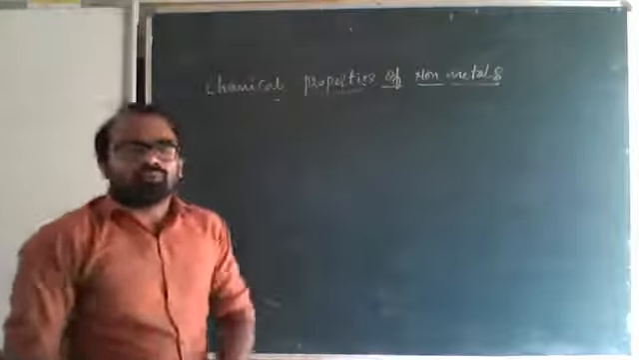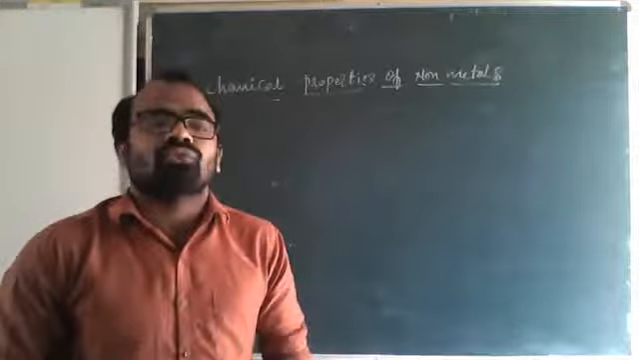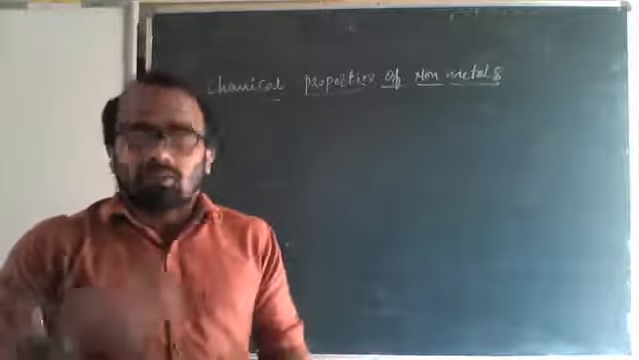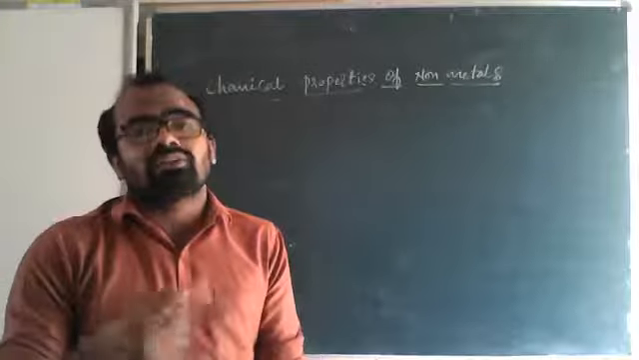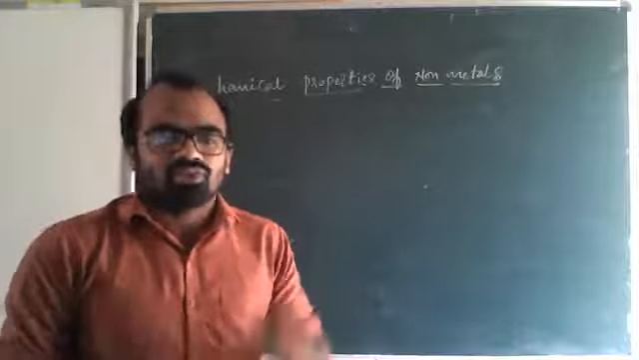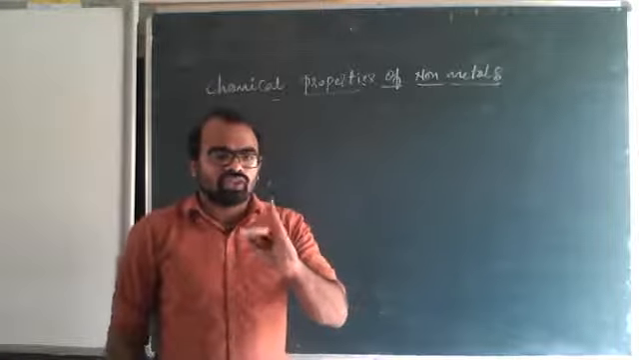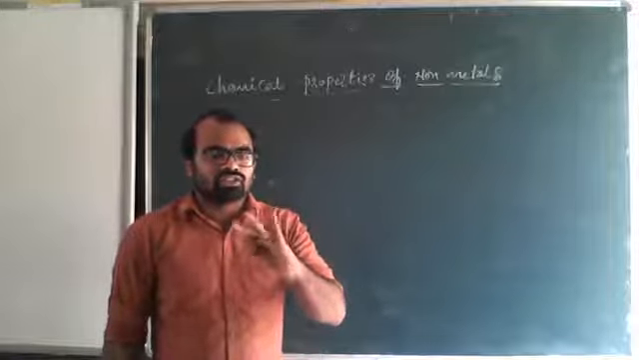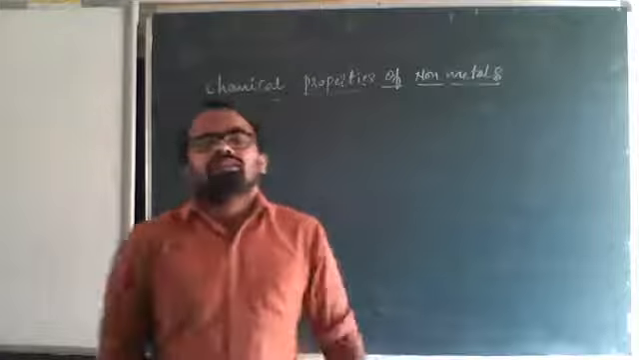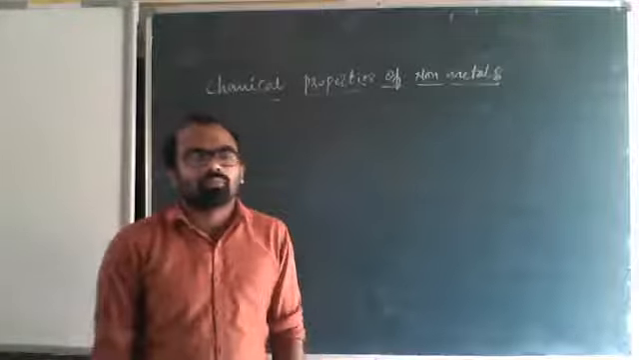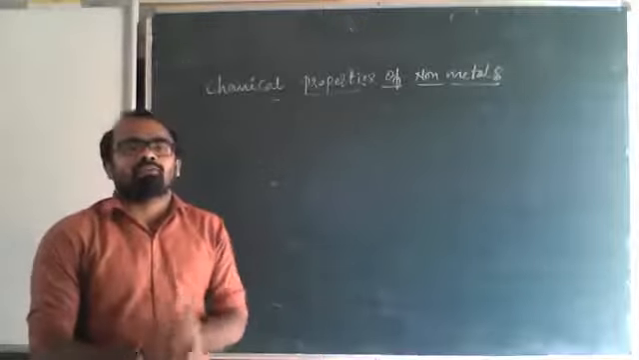So properties of metals, what we have seen. First, how they react with oxygen, how they react with water, how they react with acid, how they react with base, and whether there is any displacement reaction. So these five you have to remember. What are the five chemical properties? Reaction with oxygen, reaction with water, reaction with acids, reaction with base, and displacement reaction. You should remember all these five.